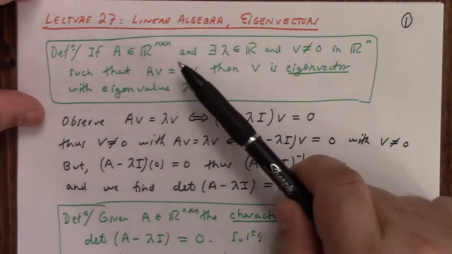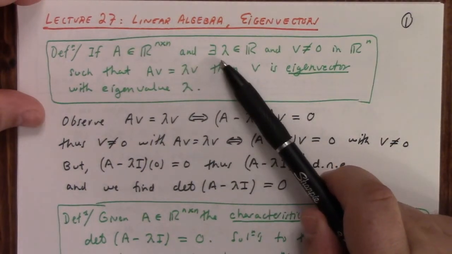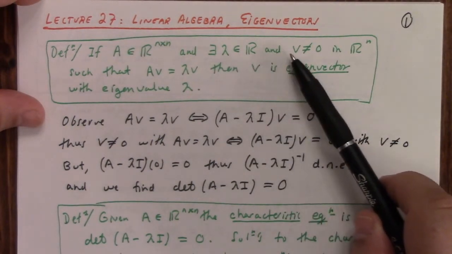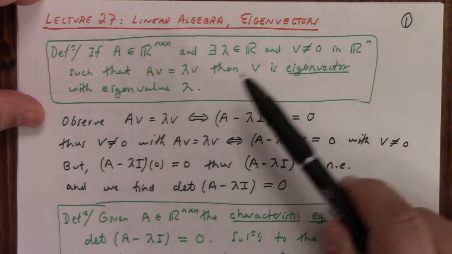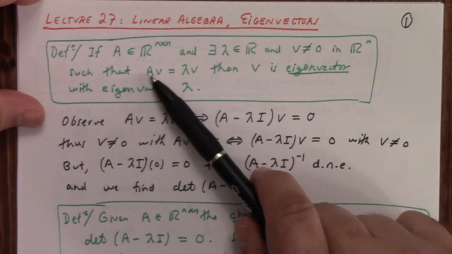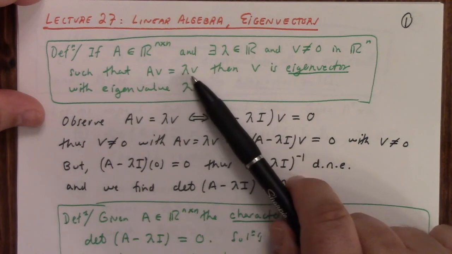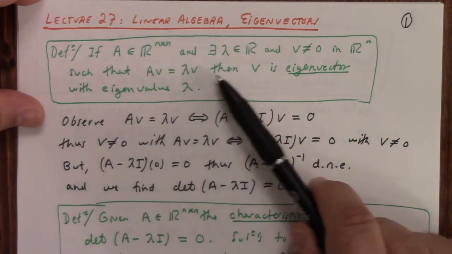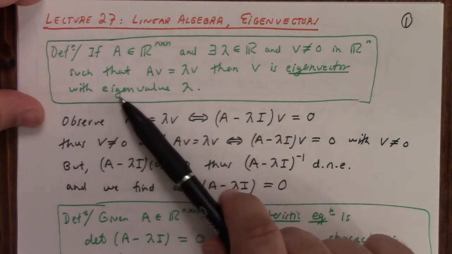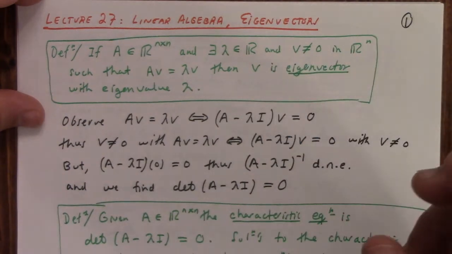So if A is an n by n matrix, and there exists a real number lambda and a non-zero vector V such that the matrix times the vector is equal to lambda times that same vector, then V is an eigenvector with eigenvalue lambda for the matrix A. All right.